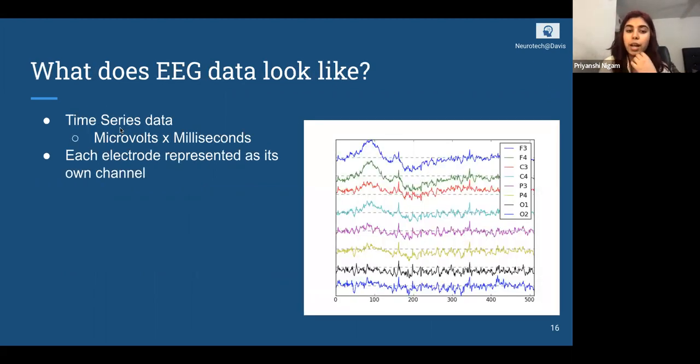Now let's move on to what EEG data looks like. This graph is an example of time series data, and these are picking up electrical signals from different locations on your head. If we matched it up to the map, we'd be able to find out exactly where these signals are coming from. It's microvolts per millisecond, and each electrode is represented as its own channel.